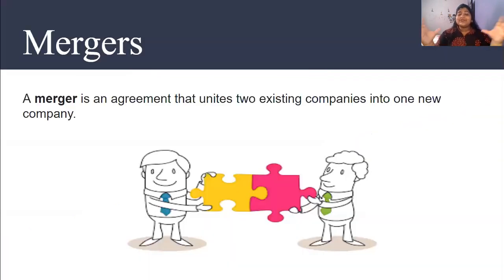What is a merger? Merger is an agreement that unites two existing companies into one new company. That means there are two different companies, for example, company A and company B. Company A and Company B get together to form a single company called Company C. This is called merger. It's a mutual agreement between both the companies and they form one single company.